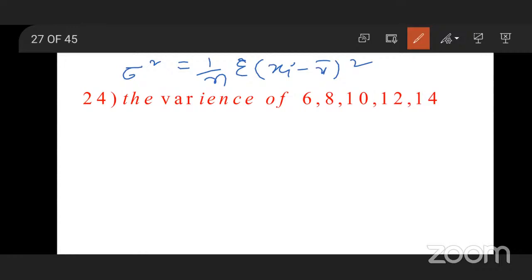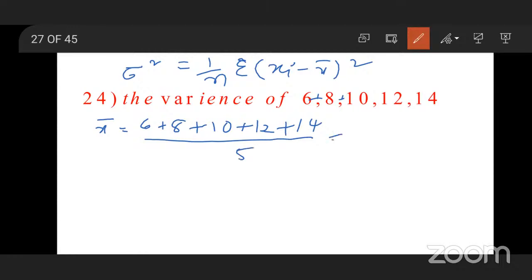First of all, I want x bar. What is the value of x bar? X bar means arithmetic mean. The arithmetic mean formula is sum of observations by number of observations. The sum of observations is 6 plus 8 plus 10 plus 12 plus 14. 6 plus 8, 14. 14 plus 10, 24. 24 plus 26, 50. 50 by 5 is equal to 10 only. So x bar is equal to 10 only.